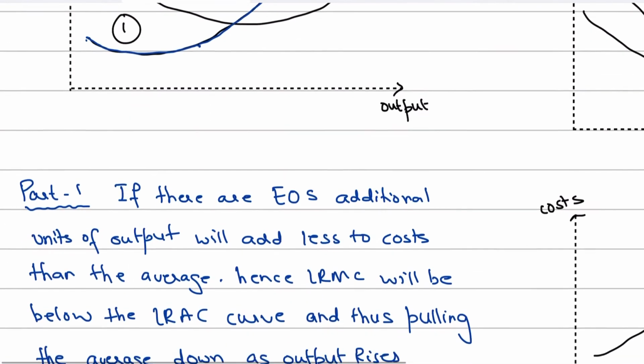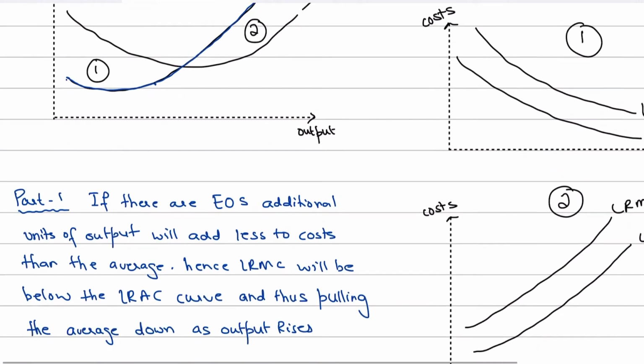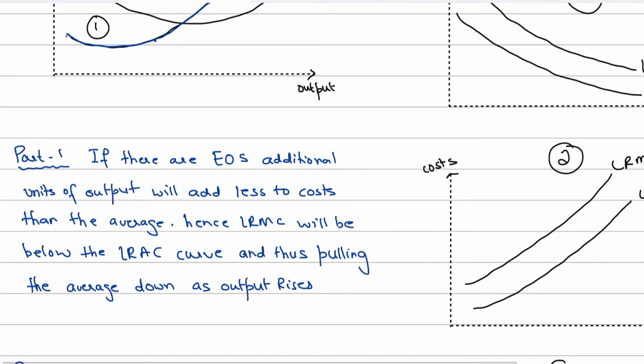Now guys, like I said, I've written this down as well: whenever there will be economies of scale, the additional units of output, that is, whatever extra units that we are producing, will add less to cost than the average.